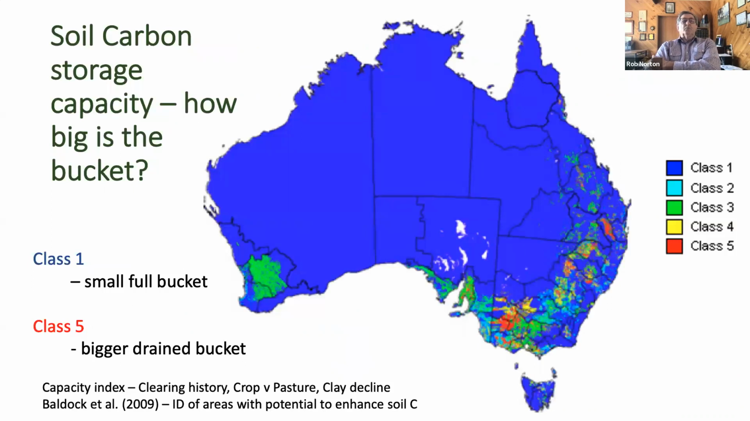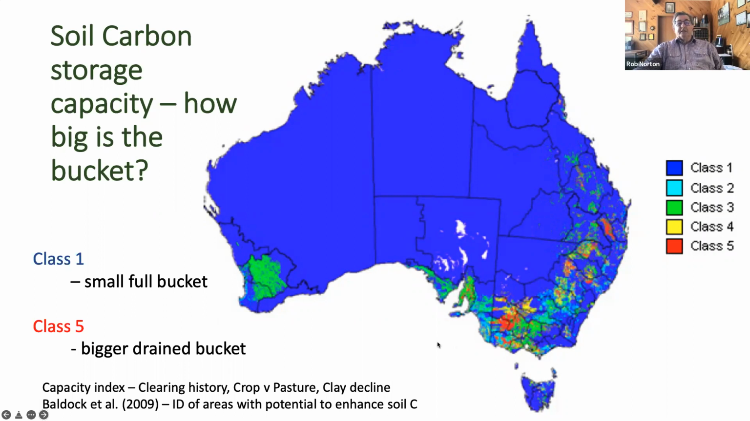So if we looked at how big that bucket is across Australia, well, in fact, most of Australia has a pretty empty bucket. It has a very small bucket, and that bucket's full. It can't really hold much more carbon. And that's one of the issues in the carbon farming initiative, where do you direct your energies? It's obviously to places where you can get the most amount of carbon. And that's a consequence of how drained the bucket is and how big the bucket is.